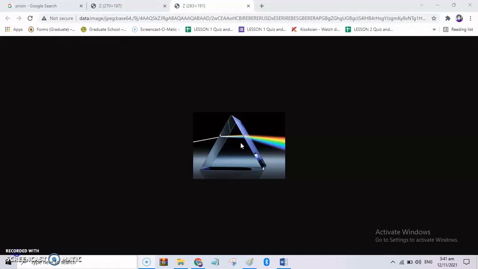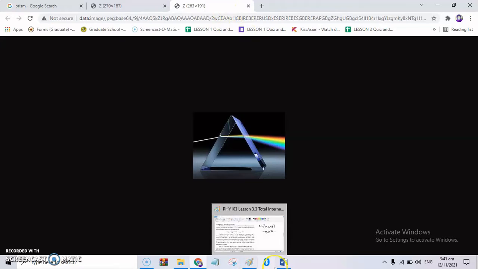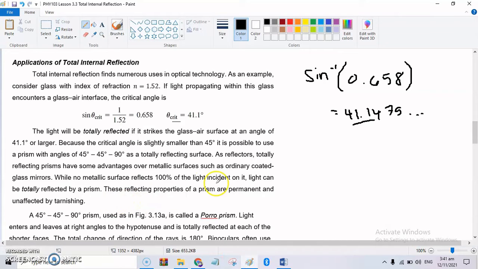What is a prism? This is what our prism looks like, and it says 45, 45, 90 degrees. Now, as reflectors, totally reflecting prisms have some advantages over metallic surfaces.